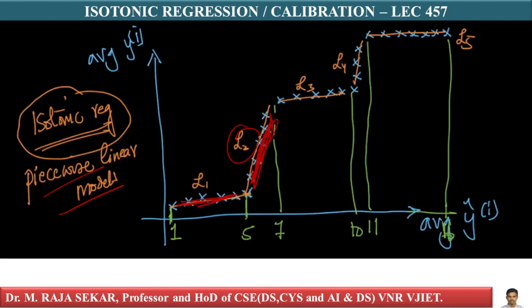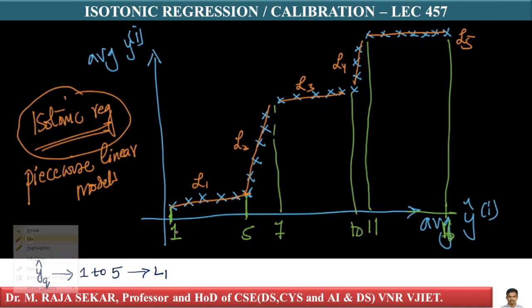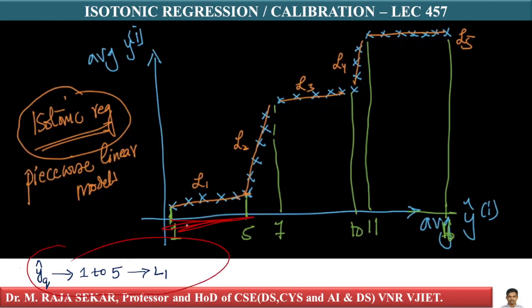Let's say this value is 1, this is value 5, this is value 7, and this is value 10, 11, and even this value 16. Let's say my Yq hat lies between 1 and 5. Let's say, use line 1. If your Yq hat lies between 1 and 5, which line do I have to use? I must use line L1.